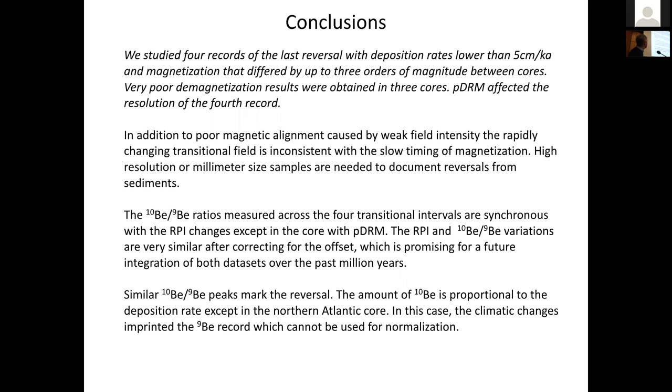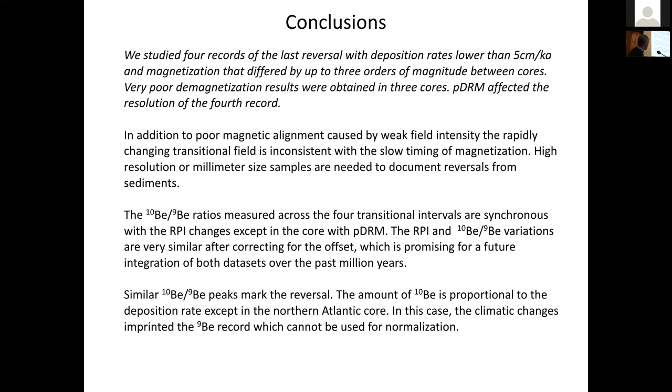So in conclusion, we have seen that we have poor paleomagnetic alignment during transitional intervals. The reason for that is that we have an integration of time-varying directions within the same samples, and therefore we do not document properly these transitions. The beryllium 10 over beryllium 9 ratios that were measured across the four transitional intervals are synchronous with the RPI change, except in the core with PDRN.